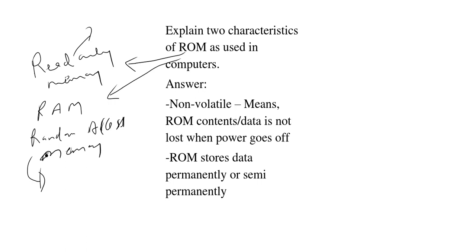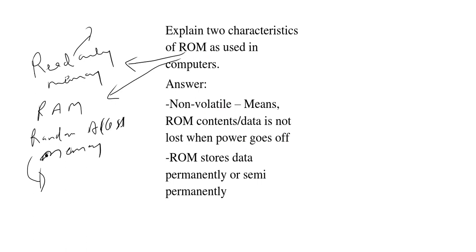So in this case, we are asked about the ROM characteristics. The major characteristics that ROM is known for are about the volatility and also the criteria of storing the data. And the first one, we say that they are non-volatile. Non-volatile means the contents or the data is not lost when power goes off.